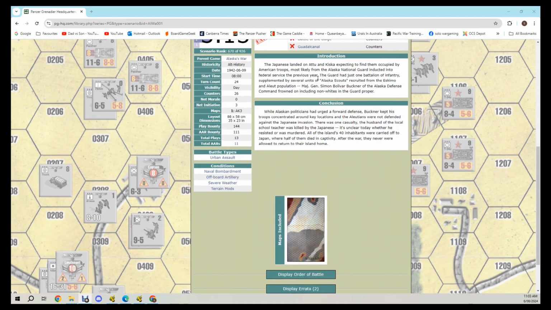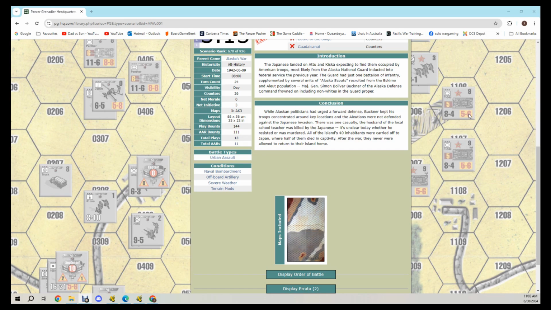So, intro. Japanese landed on Attu and Kiska, expecting to find them occupied by American troops, most likely from the Alaska National Guard, inducted into federal service the previous year. The Guard had just one battalion of infantry, supplemented by several units of Alaska Scouts recruited from the Eskimo and Aleut population. Major General Simon Bolivar Buckner of the Alaska Defense Command frowned on including non-whites in the Guard proper.